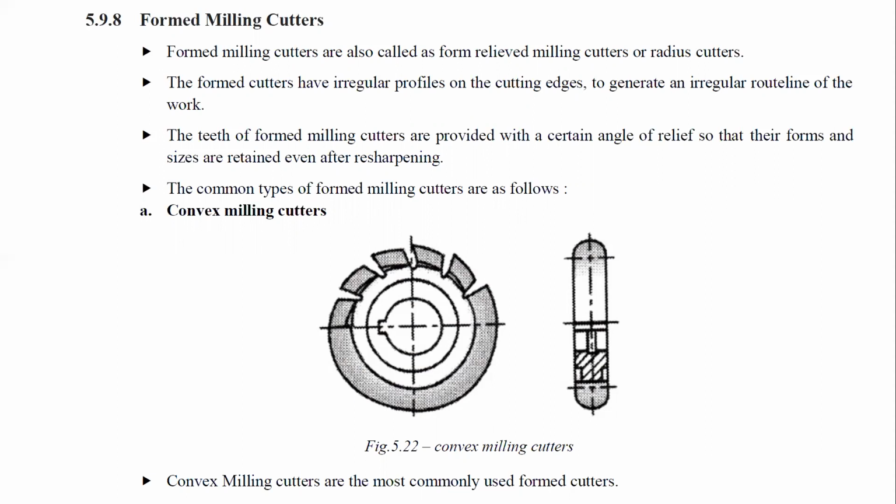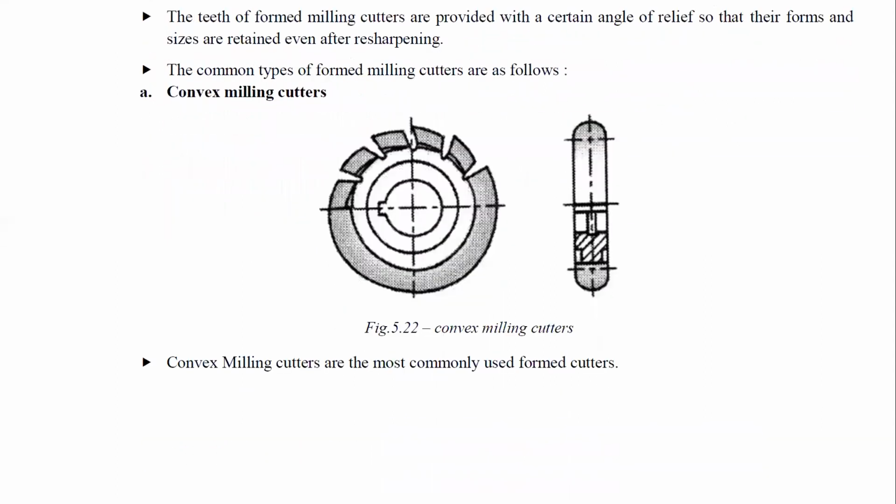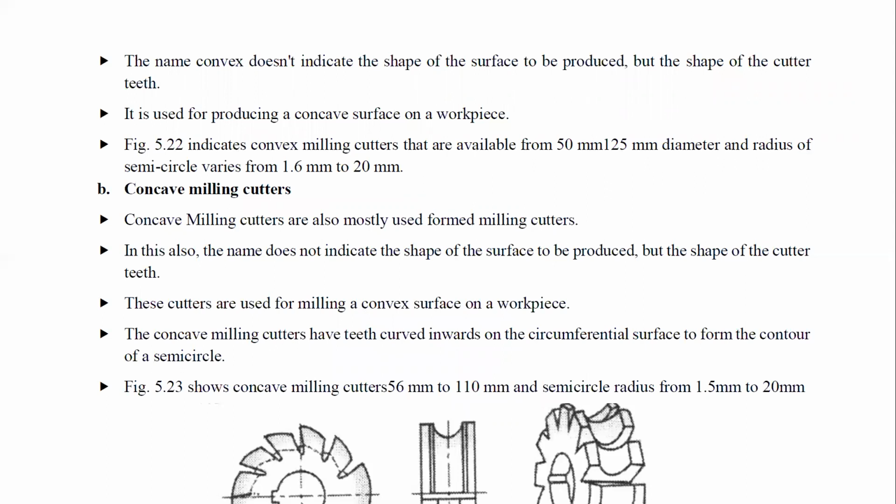Common type of form milling cutter: convex milling cutter. The convex milling cutters are the most commonly used type of milling cutter. The name convex doesn't indicate the shape of the surface to be produced, but the shape of the cutter teeth. It is used for producing a concave surface on the workpiece. Figure indicates that convex milling cutters are available from 50 mm to 125 mm diameter, and the radius of the semicircle varies from 1.6 mm to 20 mm.